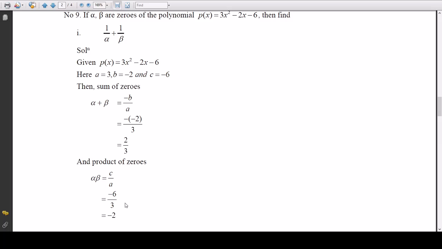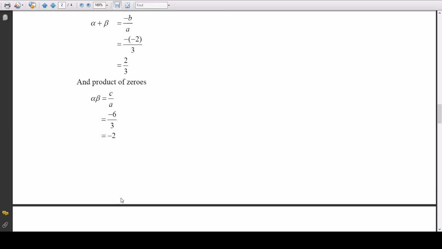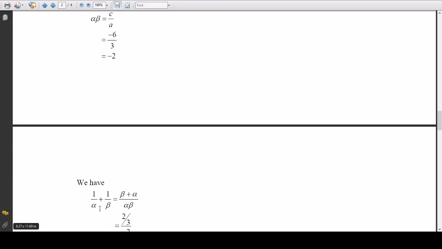Now what we need to find out? 1 by alpha plus 1 by beta. Let us take this. Now you take the LCM of the denominators, alpha and beta. The LCM will be alpha beta. Now alpha beta divided by alpha, you will have beta. Beta multiply numerator, which is 1, you will get beta. Beta multiply 1 is beta. The same thing, alpha beta divided by beta, you will get alpha. Alpha multiply 1 is alpha.